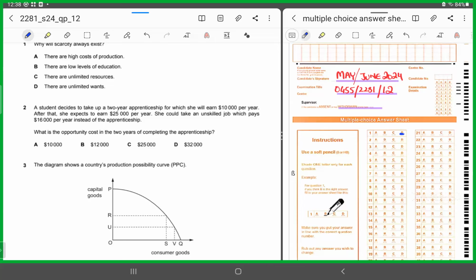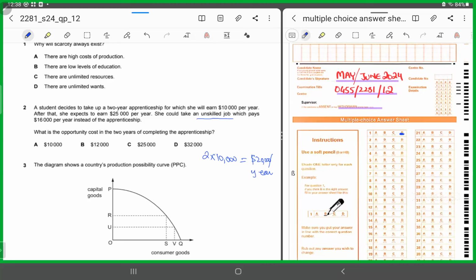Why? Because we need to look at what opportunity cost she is forgoing if she decides to complete the apprenticeship. If she decides to take the apprenticeship, she will be earning 10,000 per year, which means what? 2 into 10,000 per year will give us 20,000. However, if instead of the apprenticeship she decides to opt for the unskilled job, she'll be earning 16,000 per year.